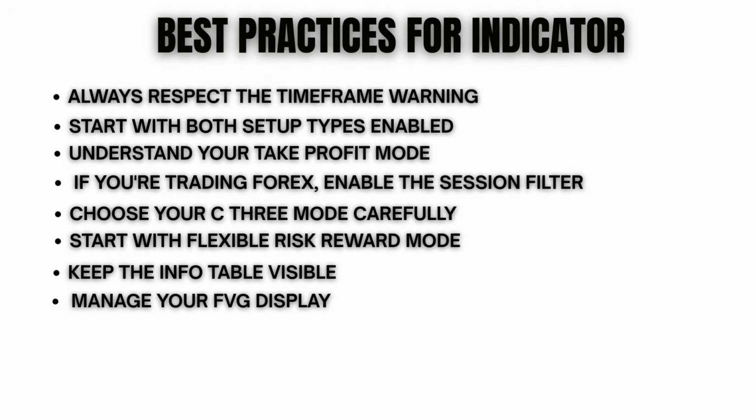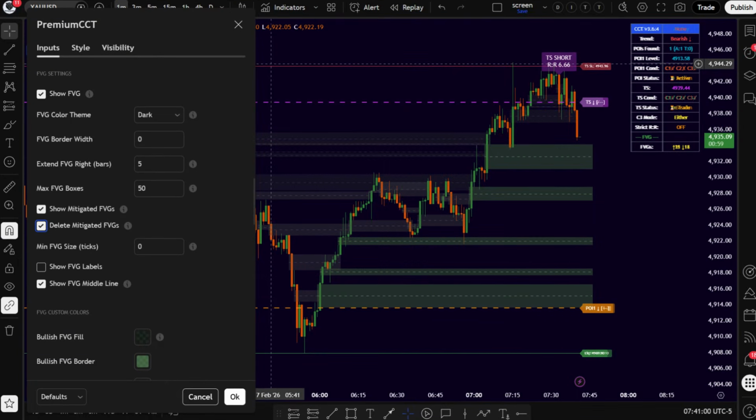And eighth, manage your FVG display. Don't display too many boxes. 50 is usually the maximum you need. Consider enabling delete mitigated for a cleaner chart. And the midline is useful if you're looking for partial entries within gaps.